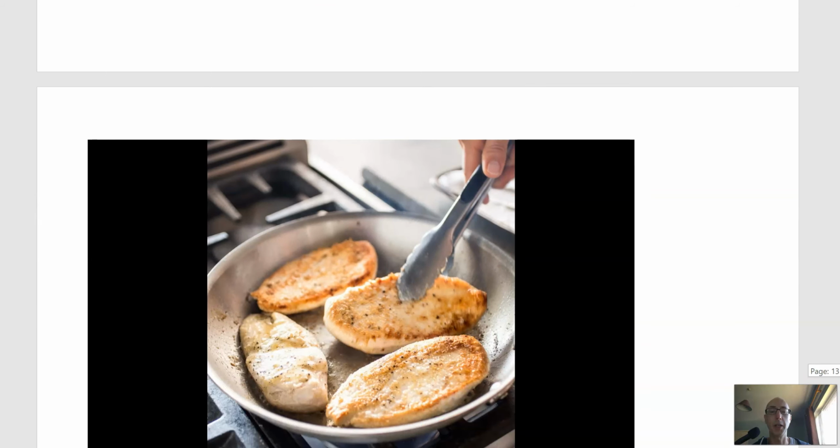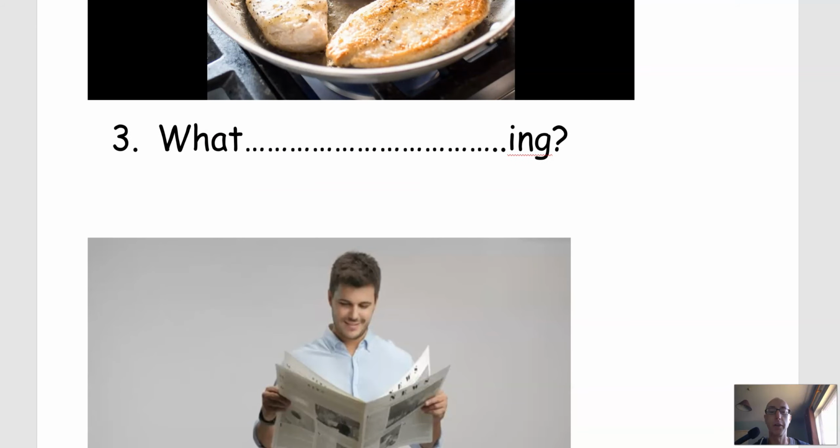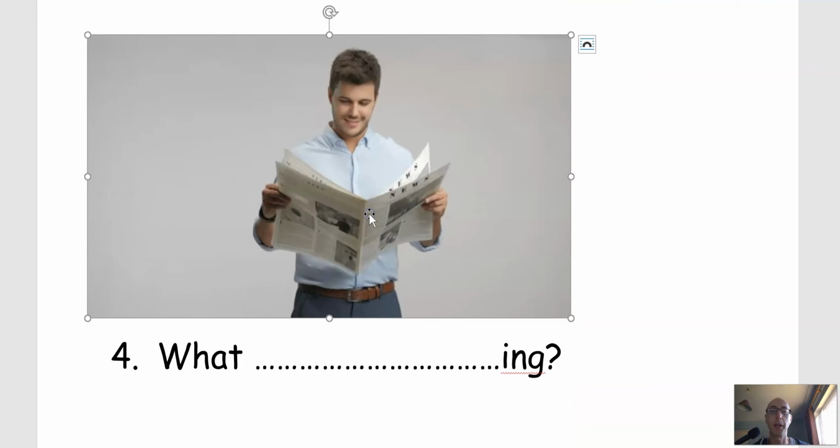Number 3. Again, another what question. What's the verb here? And we have to make a question with ing. What something something ing. And number 4. Make a what question. This time it's he. And we make the ing at the end.